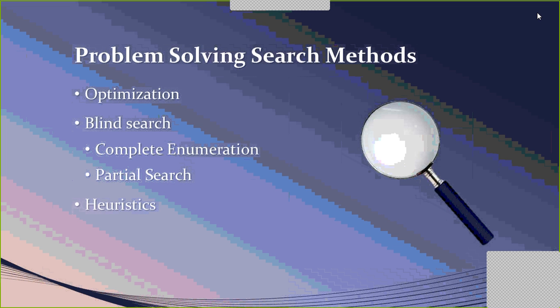First, I'm going to discuss what a search approach is. It's a general method or category of closely related methods used to find the best solution to a problem based on some sort of criteria. There are three main search types: optimization, blind search, and heuristics.